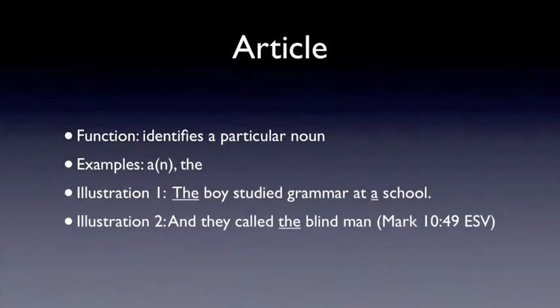An article identifies a particular noun. In English, we have two. The first is the indefinite article, a, sometimes spelled an, when it appears in front of a word that begins with a vowel, and the definite article, the. In our first illustration, the boy studied grammar at a school. The is the definite article that identifies the boy, and a is the indefinite article that modifies school. In our second illustration, and they called the blind man, the is the definite article that identifies the blind man.